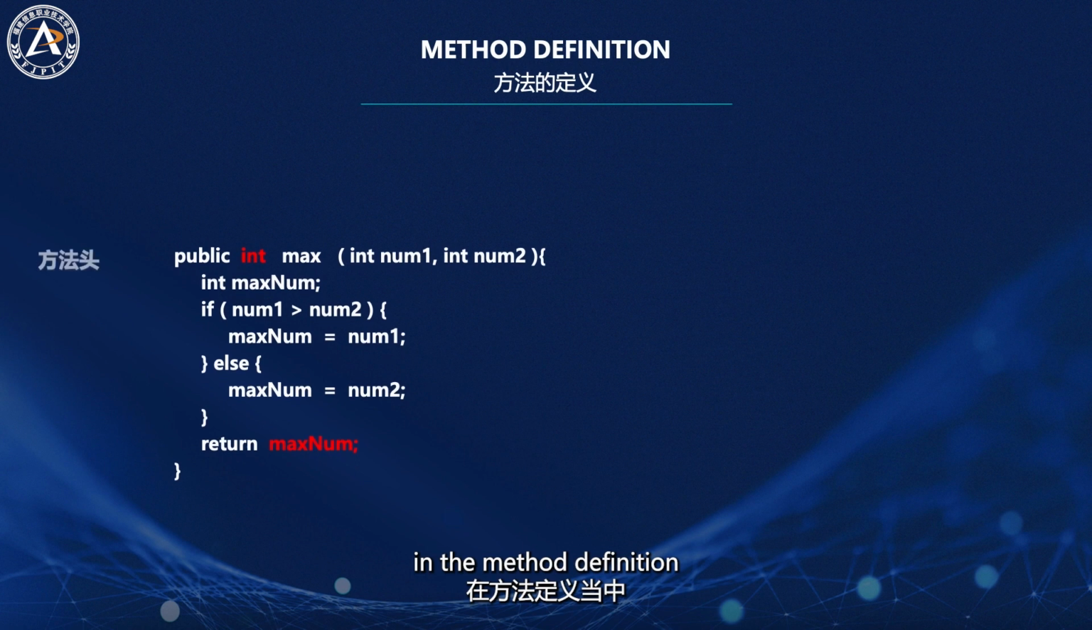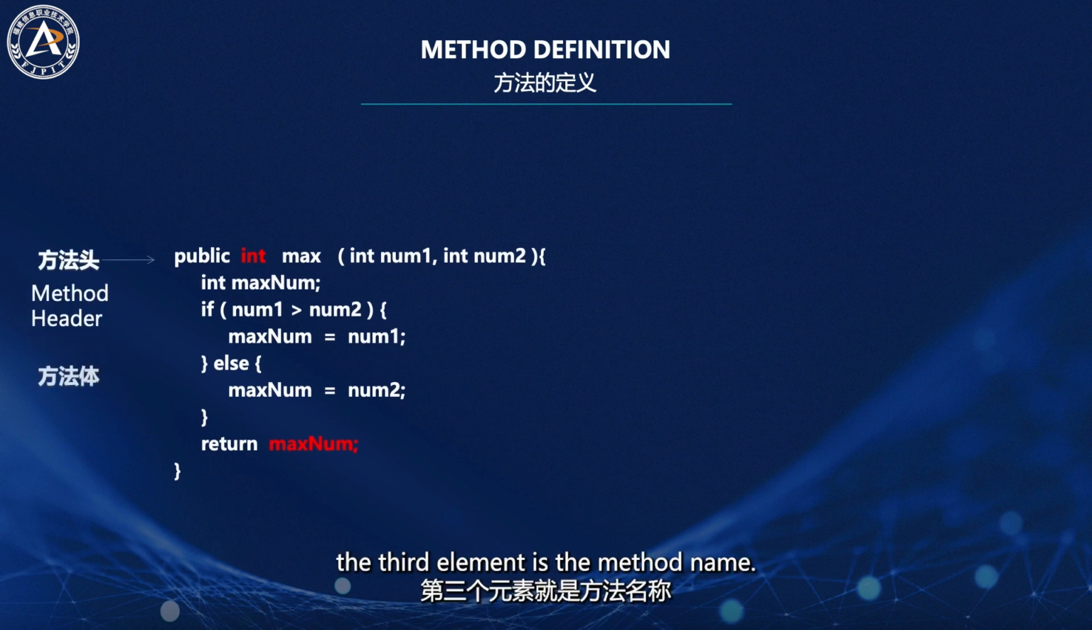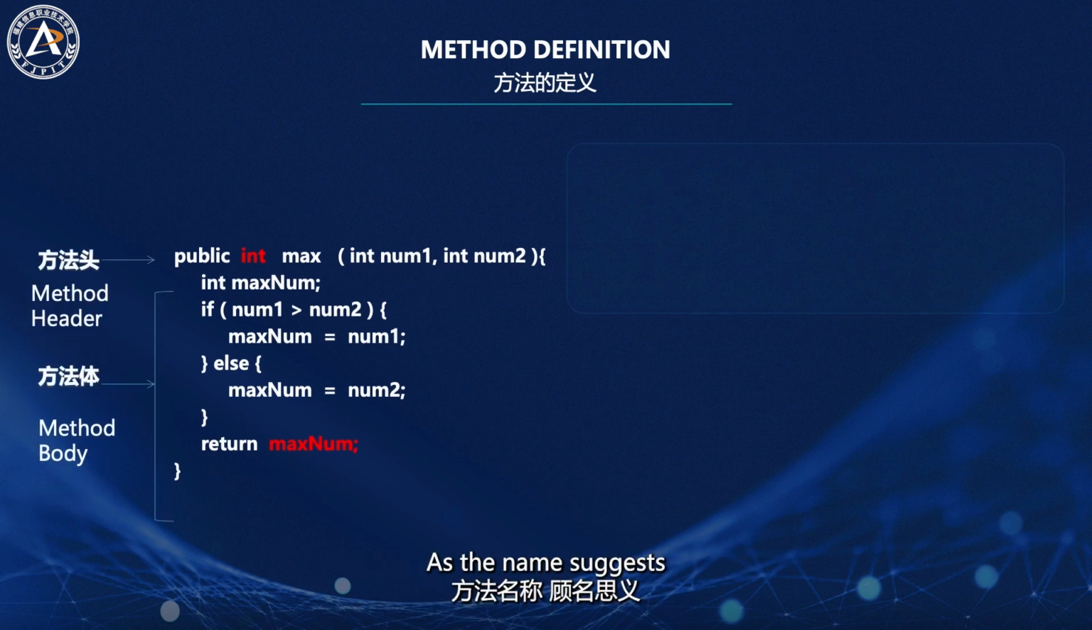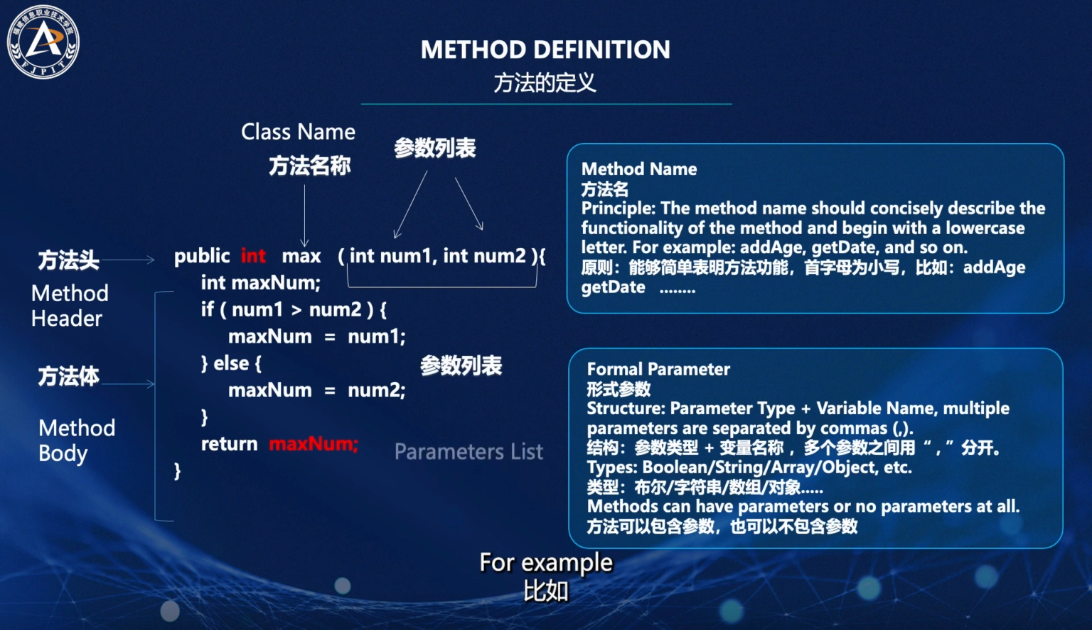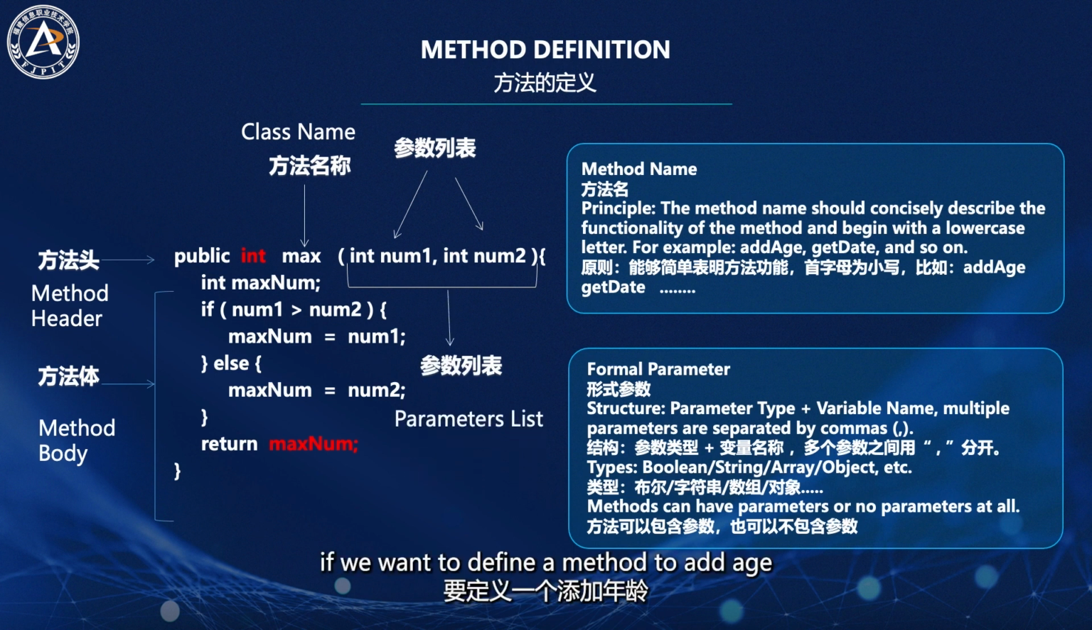Additionally, in the method definition, the third element is the method name. As the name suggests, it should provide a brief description of the method's functionality. For example, if we want to define a method to add age, we should write addAge. If the method is intended to retrieve a date, we can name it getDate.